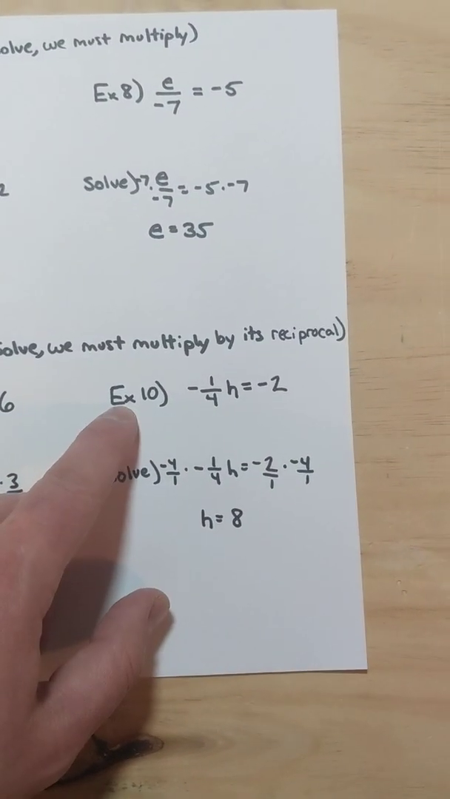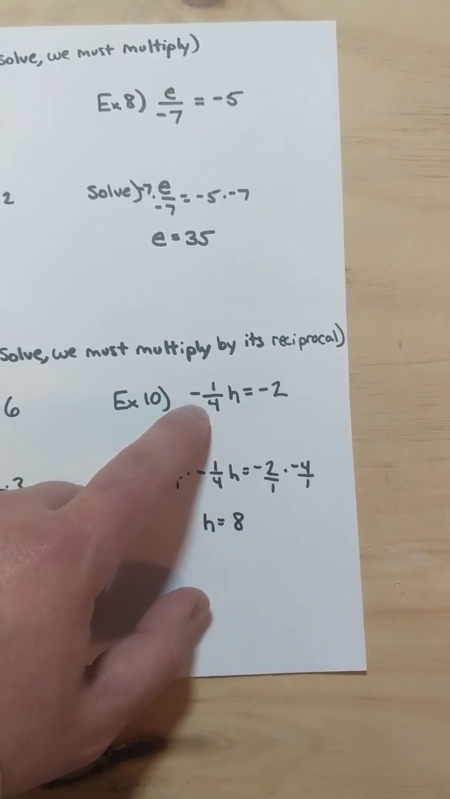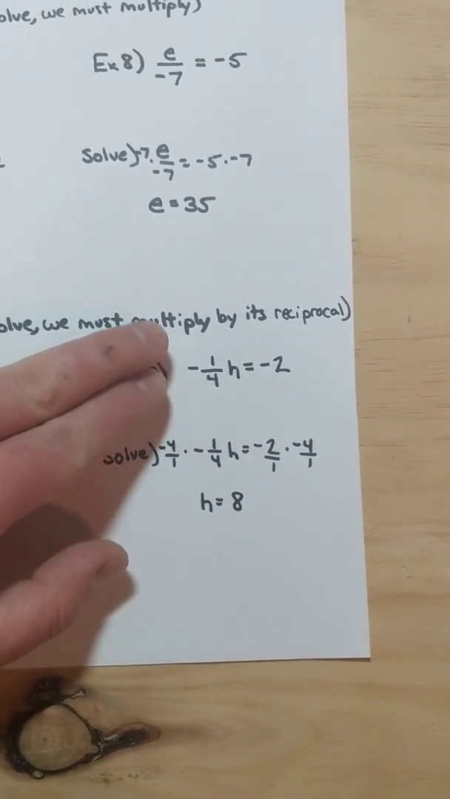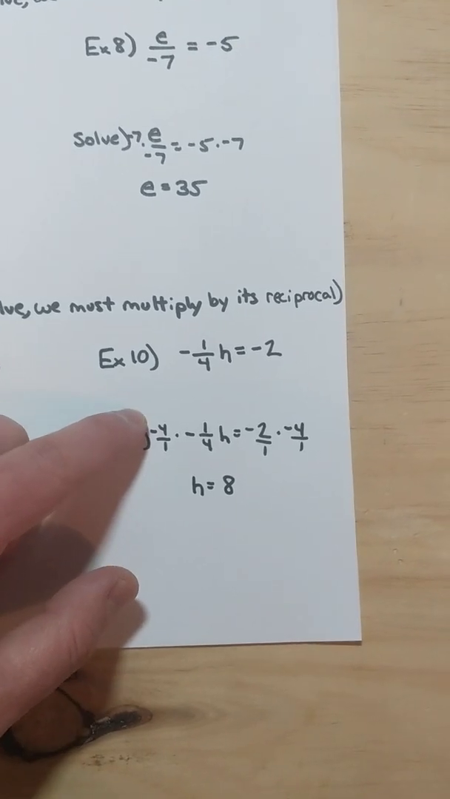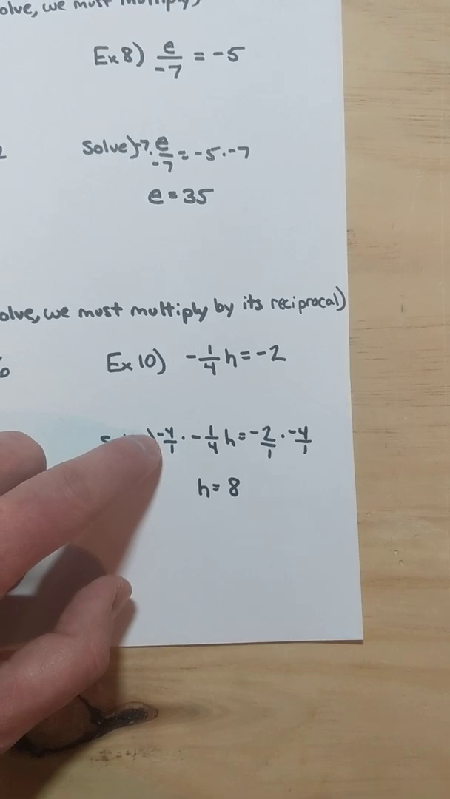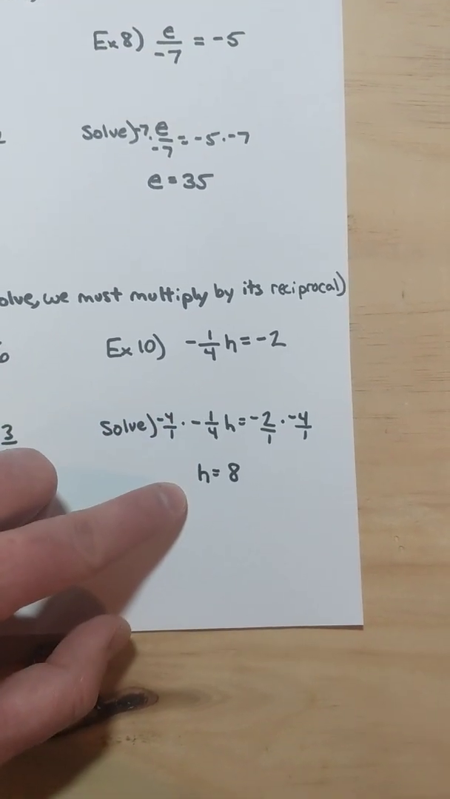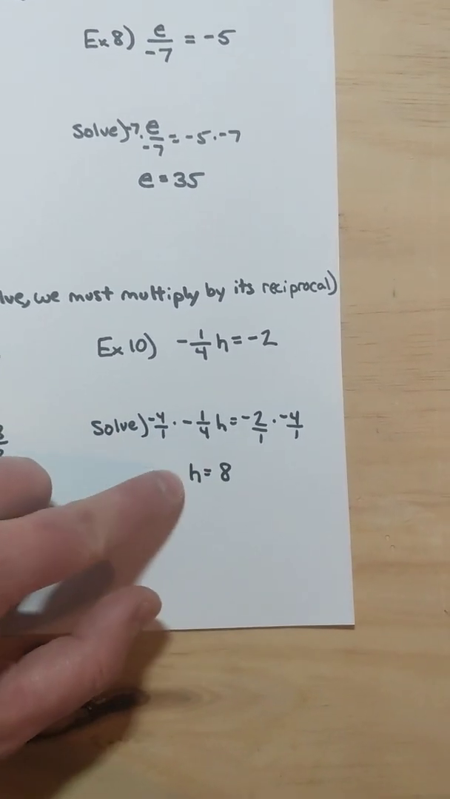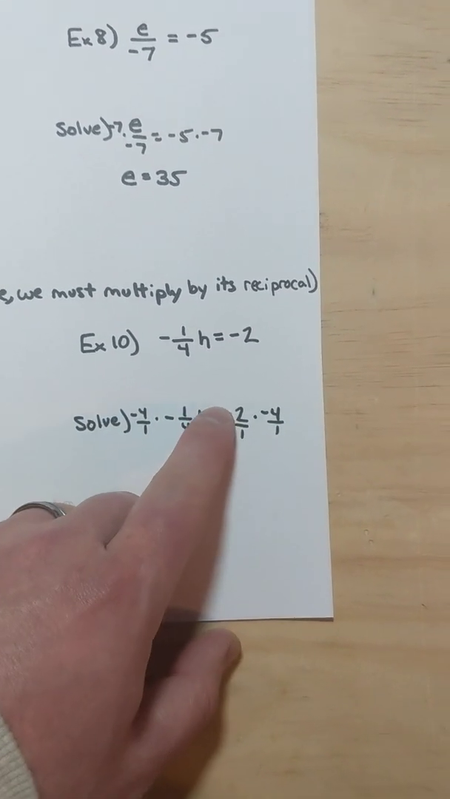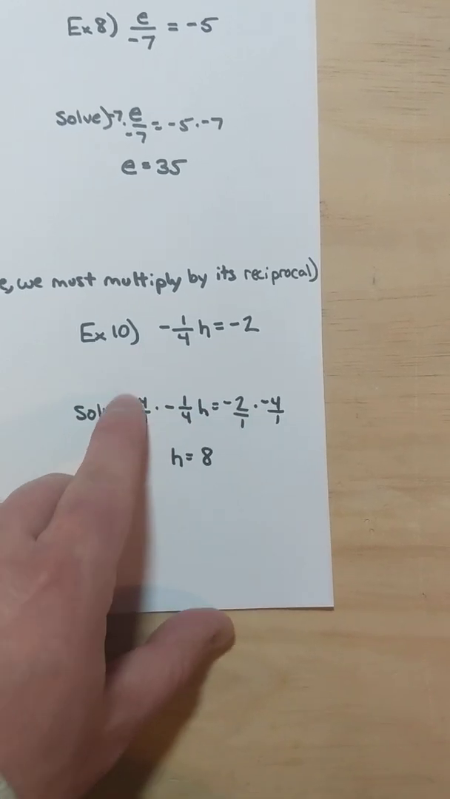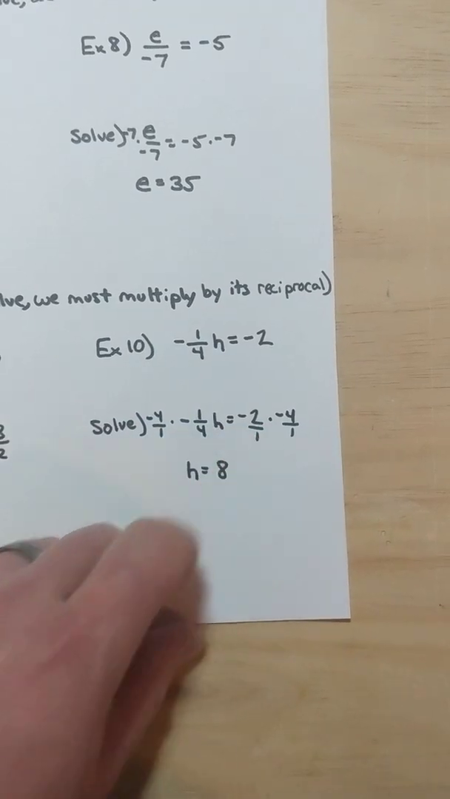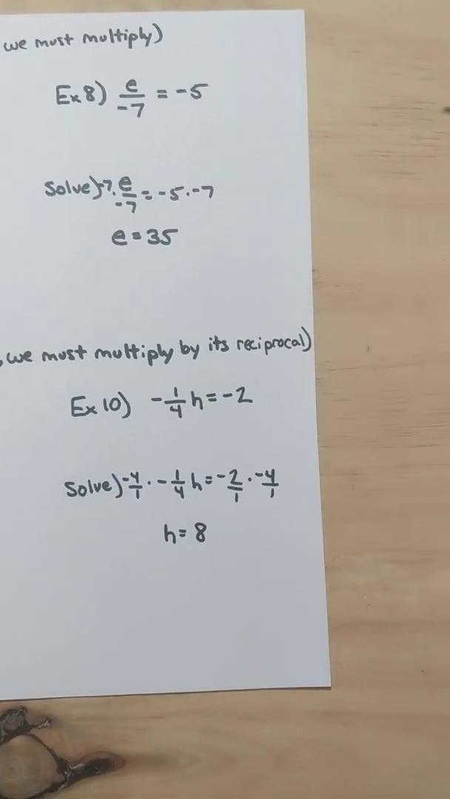Last up, example 10, -1/4 of h is -2. If I multiply by its reciprocal, I flip the 1 and the 4 and I get -4/1. The negative and the negative cancel out, and 4 times 1/4 equals 1, so I'm just left with h on the left side. On the right side, -2/1 times -4/1. A negative times a negative is a positive, and 2 times 4 is 8.